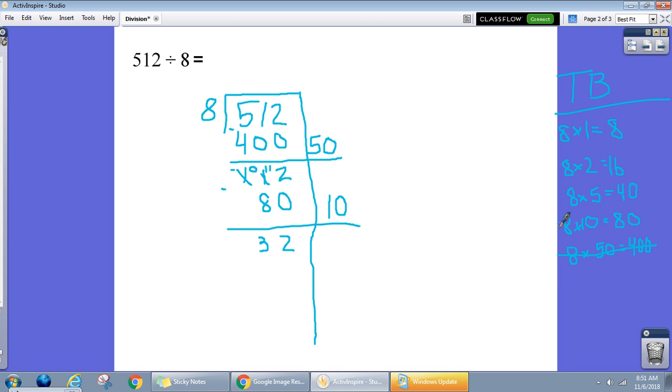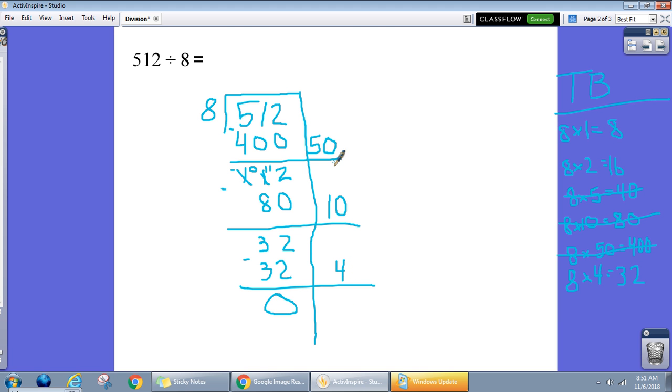Can't take out 80 again. Can't take out 40. I could take out 16. Ooh, or I could recognize that 32 is also a multiple of 8. I know my fast facts, and I know that 8 times 4 is 32. So, 32, how did I get 32? 8 times 4, and 32 minus 32 is 0.